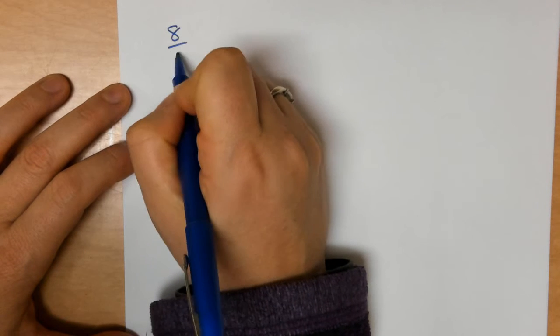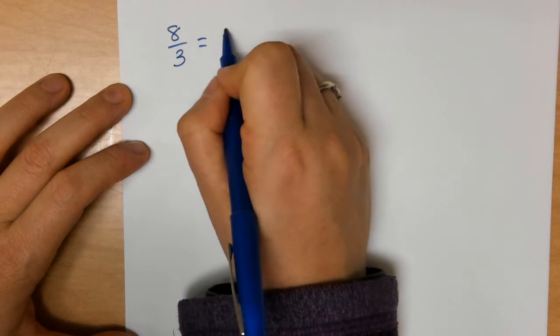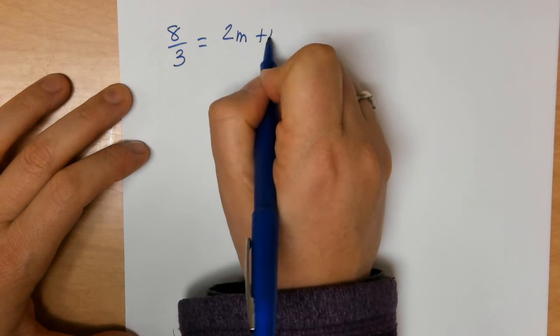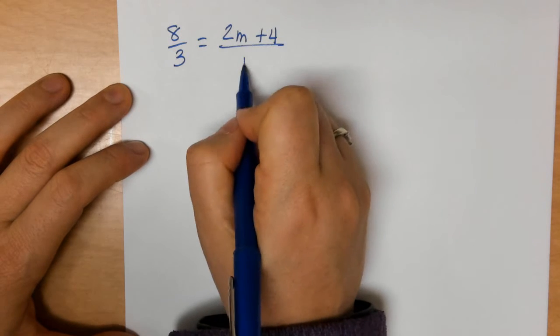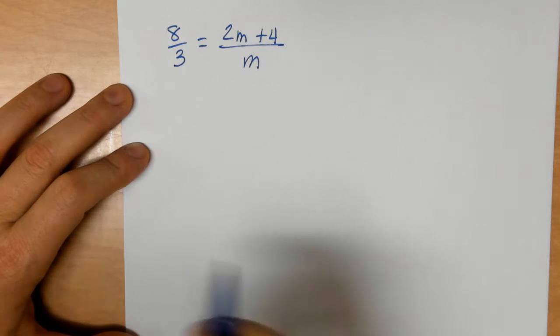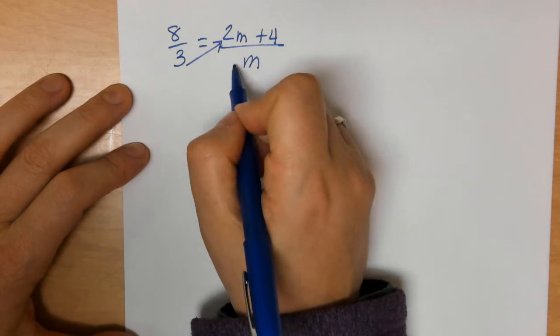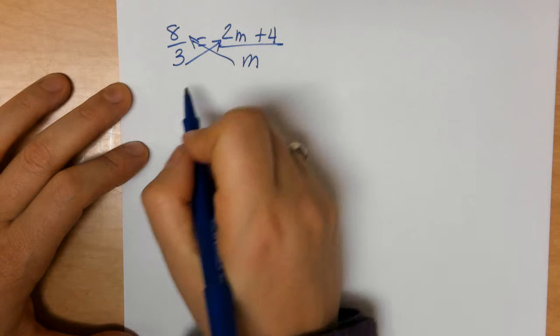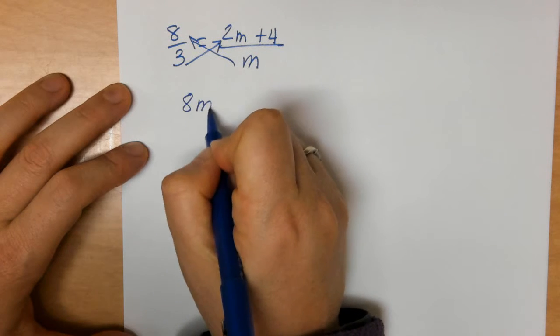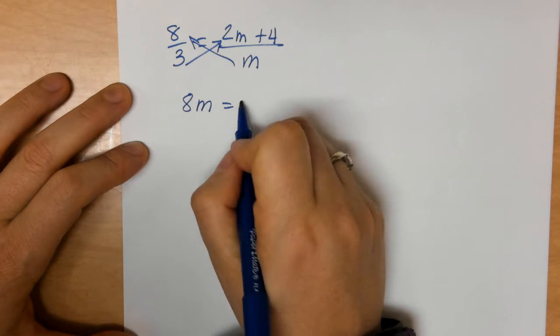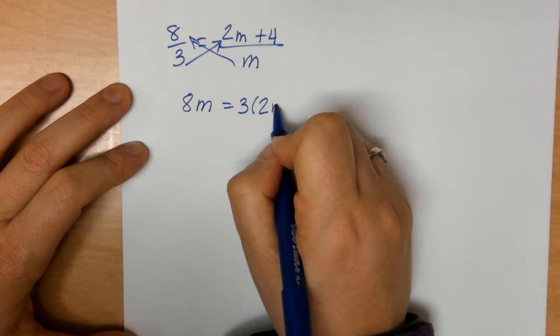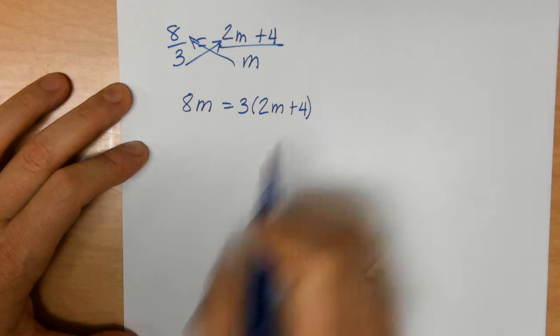Let's try another one. Let's get a little bit harder. So 8 over 3 equals 2m plus 4 over m. Now I have variables all over the place. So we're going to start with our cross products. 8 times m is 8m. 3 times the quantity 2m plus 4.